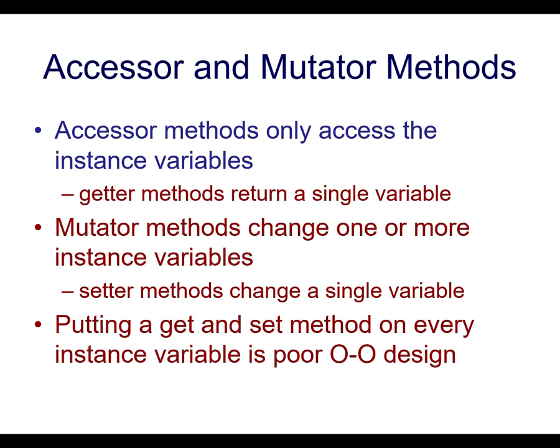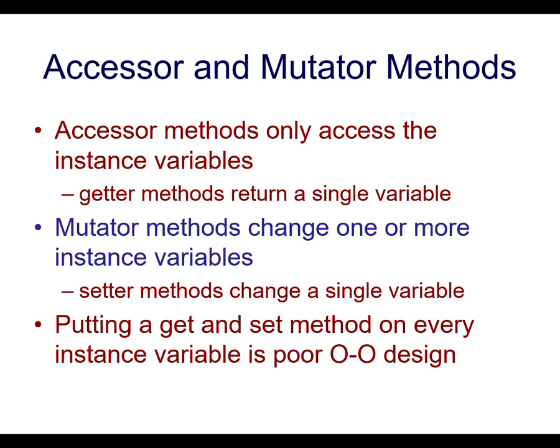The first kind are accessor methods, which only access the instance variables of the class but do not modify them. Getter methods that return the value of a single instance variable are typical examples of such methods, but any method that does not modify any of the instance variables qualifies as an accessor method.